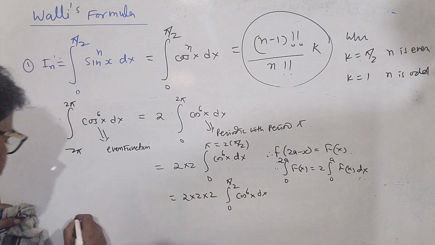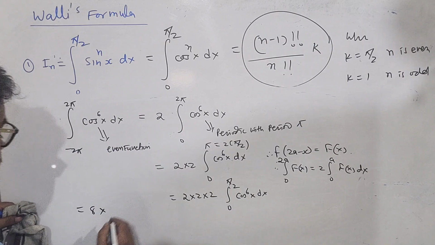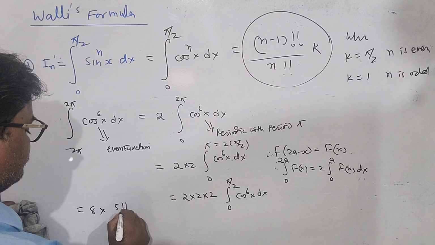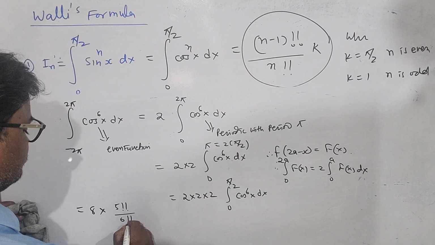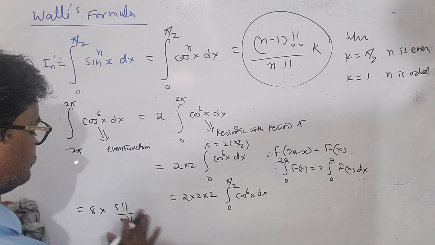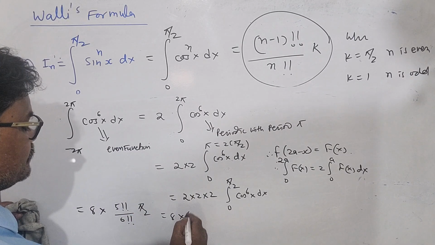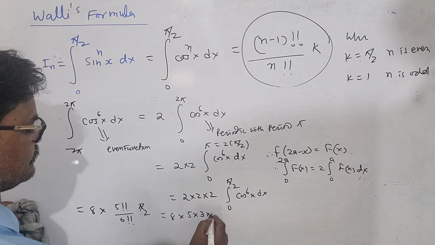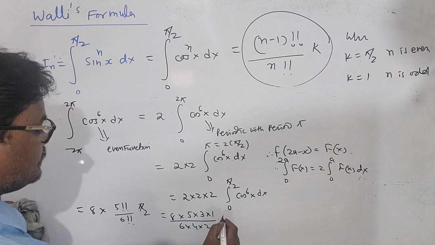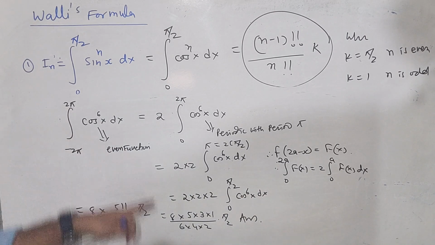What is that? This is 8 into cos to the power 6. So 6 minus 1 double factorial, 5 double factorial, over 6 double factorial into k. K is pi by 2, n is even. So this is pi by 2. So this is 8 into 5 double factorial, 3 into 1, and 6 into 4 into 2, and then pi by 2. This is your answer. Correct? So this is a very nice problem.